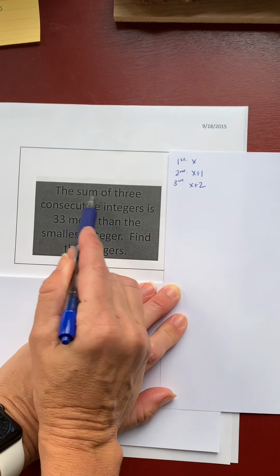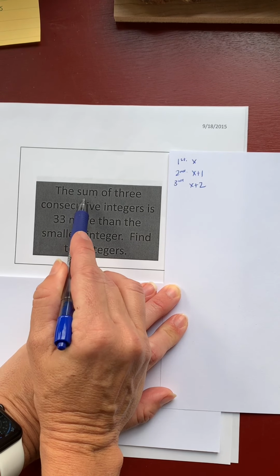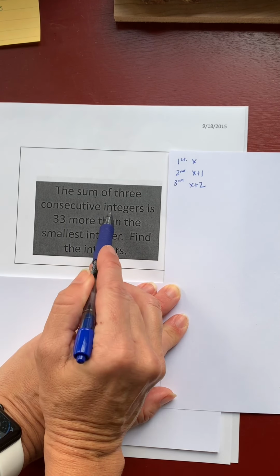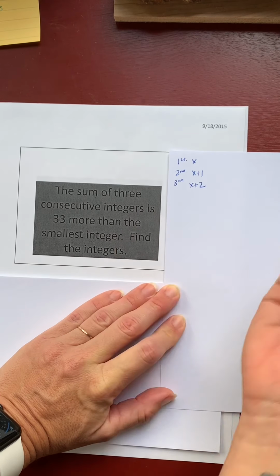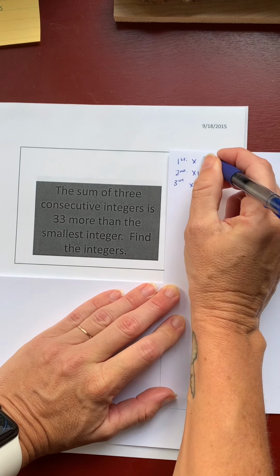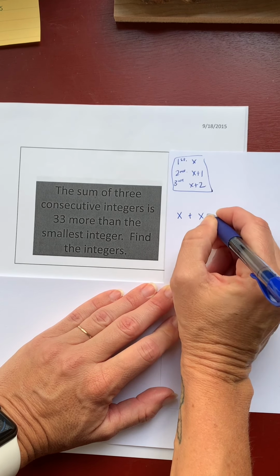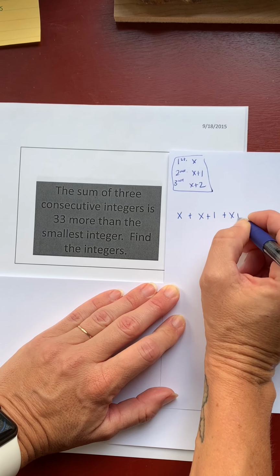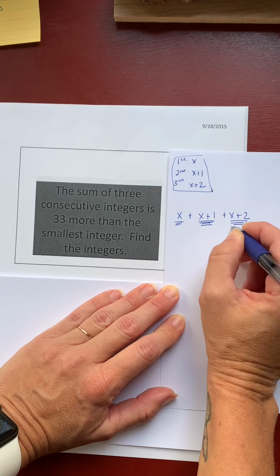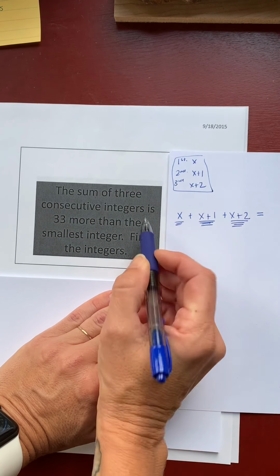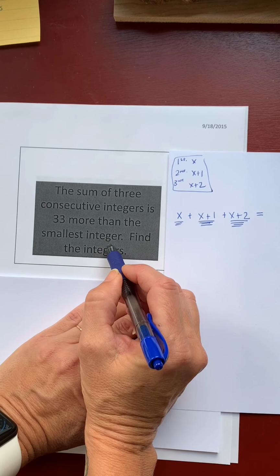Well, now, it didn't just say find 3 consecutive integers such that. They threw the word sum in there. So I know I'm going to have to add some stuff up. Well, it says the sum of 3 consecutive integers is. There's my equal sign. Let's get up to that point. So the sum of 3 consecutive integers, well, here they are. So the sum of them is x, and x plus 1, and x plus 2. Here's the first one, the second one, the third one. The sum of them equals 33 more than the smallest.